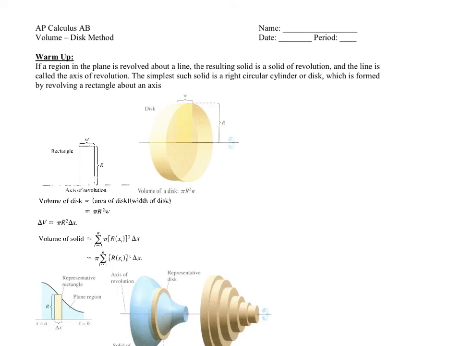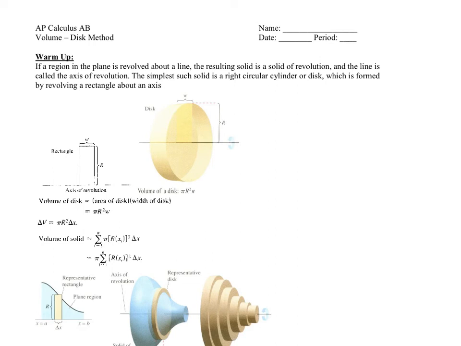All right, so what we're dealing with here is we're going to find volumes of solid objects. I just showed you that video that illustrated what we're talking about. We have a region in the plane and we're revolving it around a line. Because we're revolving it, it's called a solid of revolution, because we're spinning it around the line. The line is called the axis of revolution, and the simplest one of these is a cylinder or a disc.